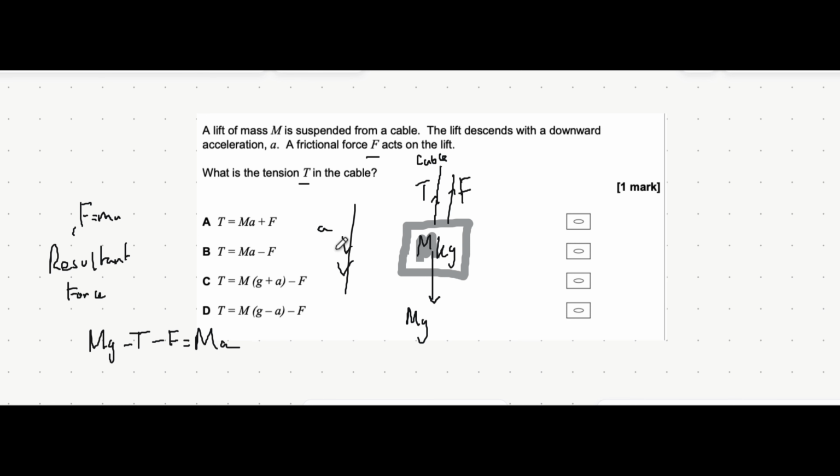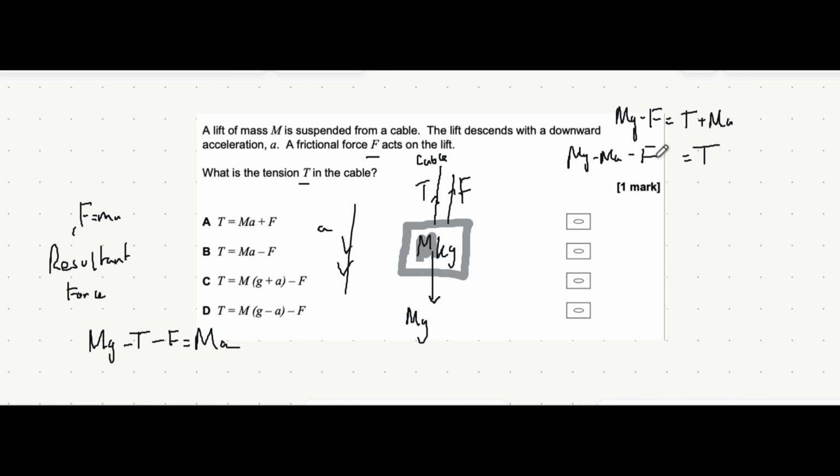It wants us to make tension the subject of the formula, so let's start by adding tension to both sides. So I'm just going to do the rest here. So we have Mg minus f, friction, is equal to T plus ma, and then let's subtract ma from both sides, so we have tension, let's keep that on the right so you don't get confused, is Mg minus ma minus f.